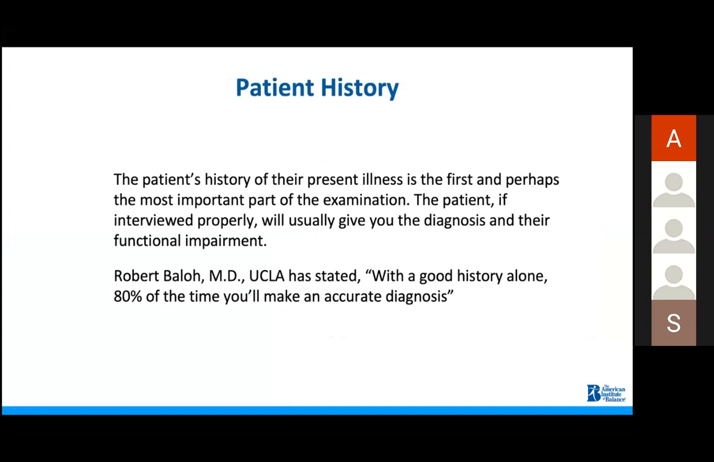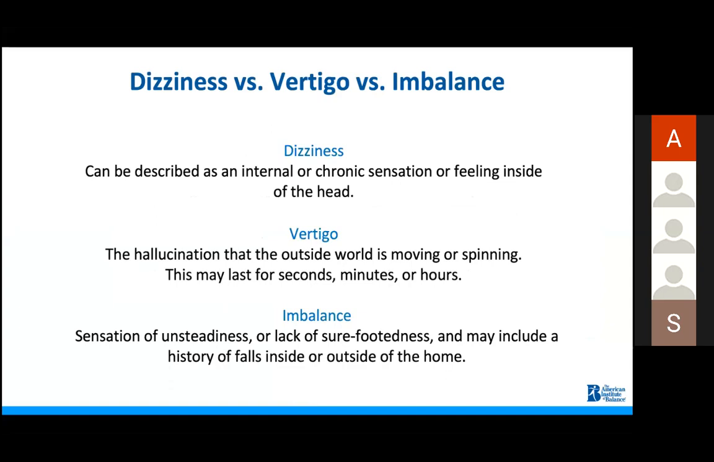So we need to understand the patient's history. We need to take a good history to understand everything that's going on with them. And what are they really complaining about? Is it dizziness? Is it vertigo? Or just general imbalance? These are things the physio needs to understand to best determine what type of therapy they're going to engage in for the patient.